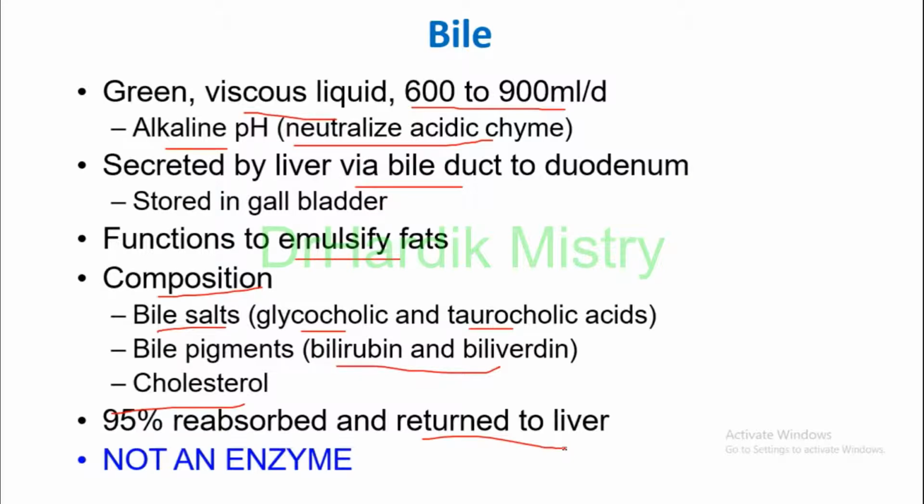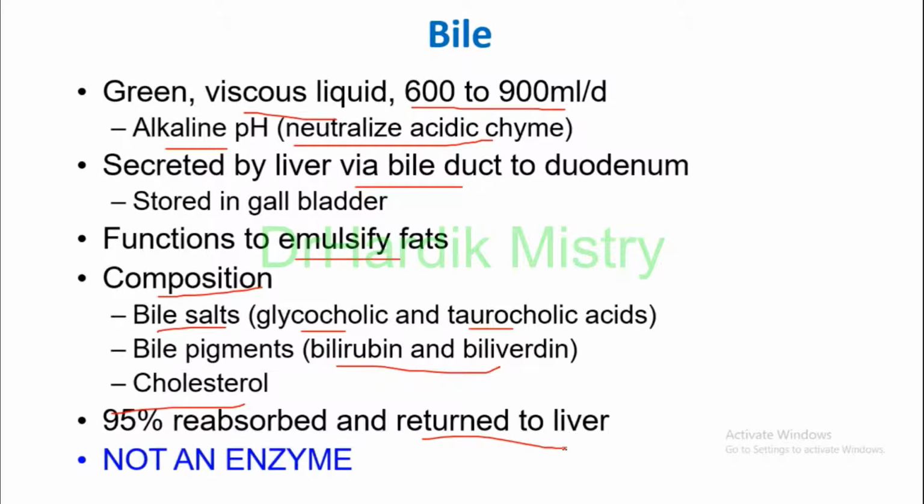Inside the bile there is no enzyme present. So that is the important feature of the bile. Bile only has bile salts, bile pigments and cholesterol. Bile salts are the glycocholic and taurocholic acid salts. Bile pigments include bilirubin and biliverdin, and another component is cholesterol. It is secreted by the liver and stored inside the gallbladder. When it is required, it is released into the small intestine.